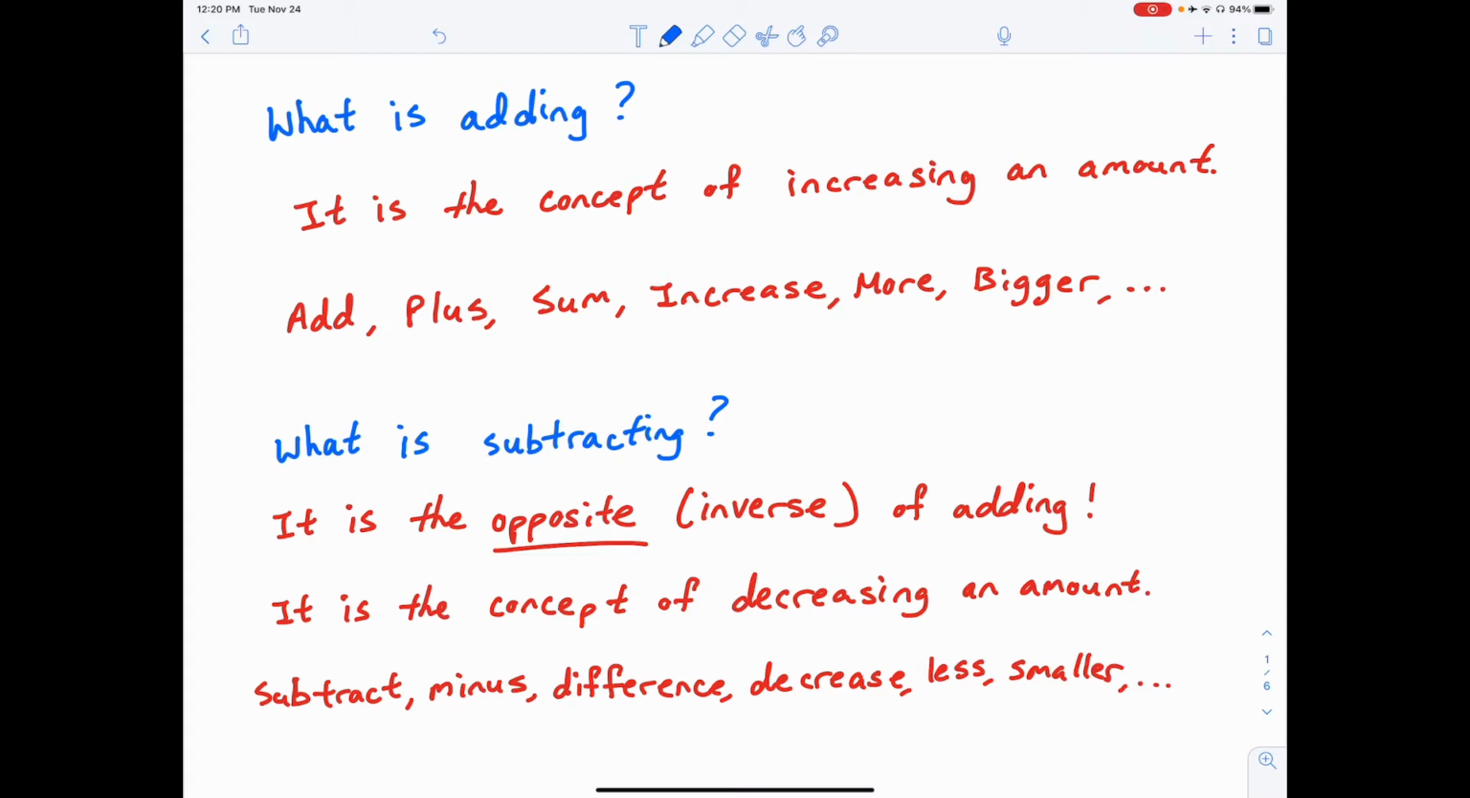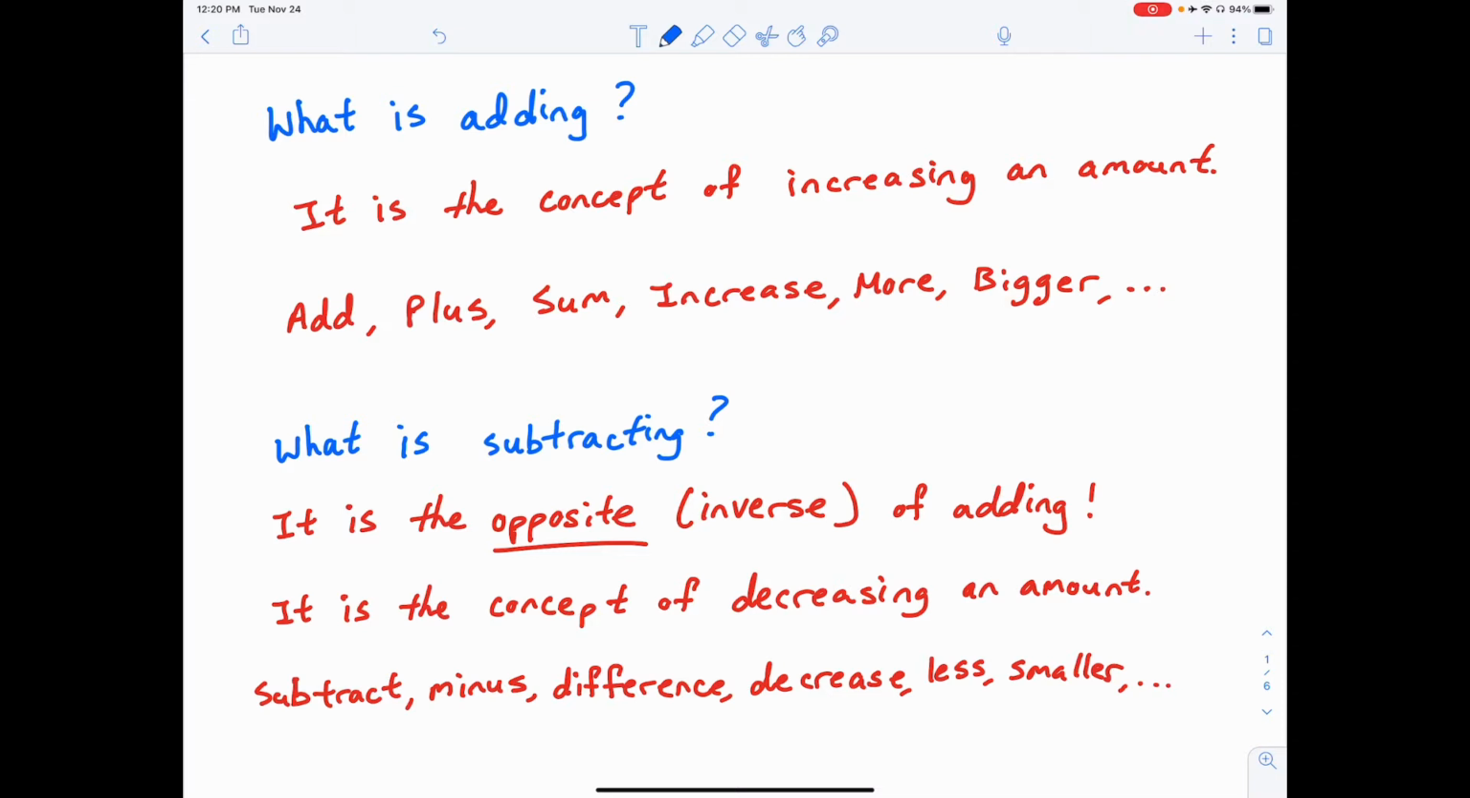First of all, we need to talk about what adding is. Adding is the concept of increasing an amount. Words like add, plus, sum, increase, more, bigger tell us that our answer should be getting bigger. Then we go into talking about subtracting.